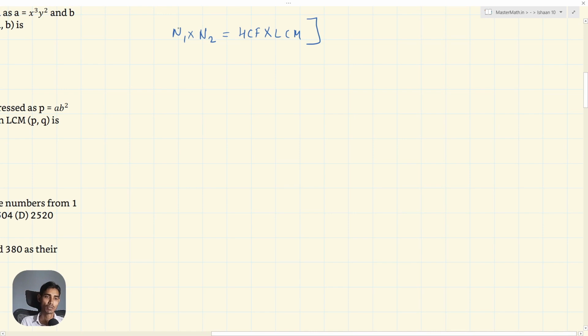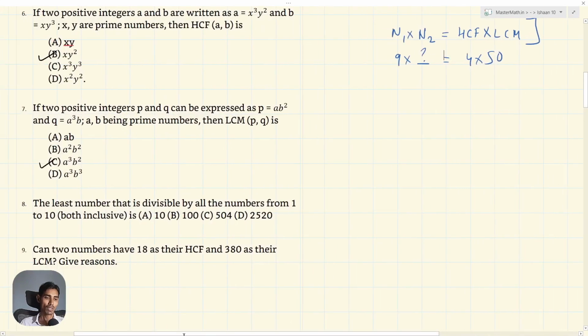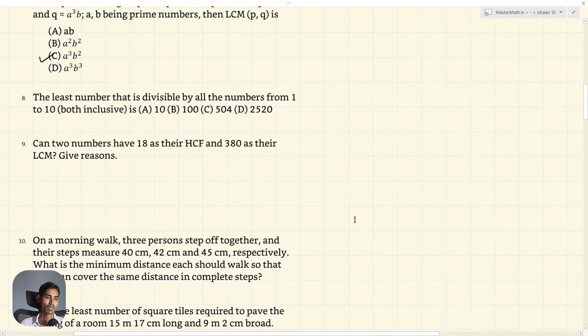And this is the relation. Suppose you are not given one number, n2 is missing, and it says this is 4 into 50, something, just assuming that's the case. So you can find the n2 value. This is not an accurate example, but hope you got the point.